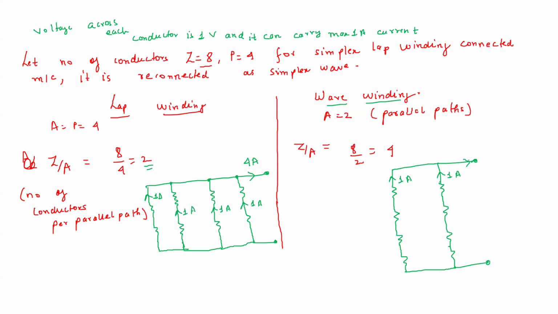Okay, so maximum there will be 2 ampere. Now let us see about the voltage. So let me take some other color. So here we will see 1 volt. Here we will see 1 volt. And because this is parallel connected, so here also 1 volt, 1 volt. So in the parallel part, we will get 2 volt.